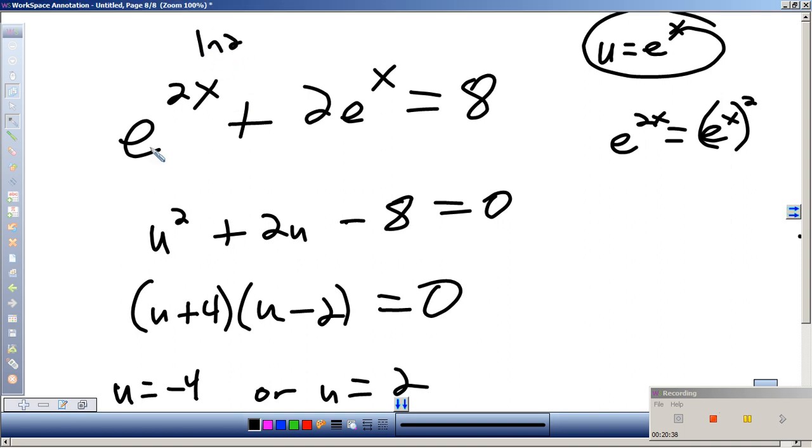What's e to the 2 times ln 2? e to the ln of 2 is 2. So we have 2 times 2 is 4, plus 4 is 8.